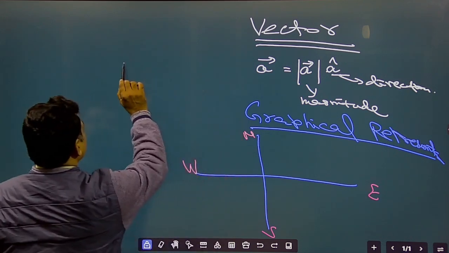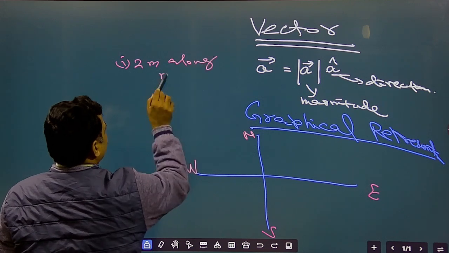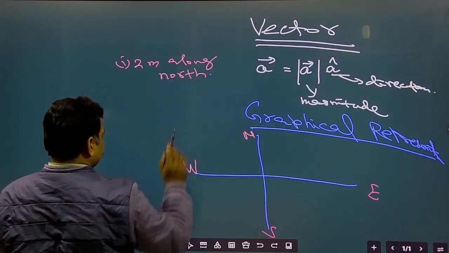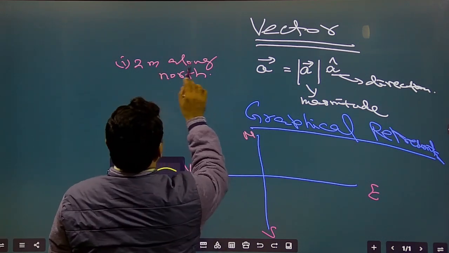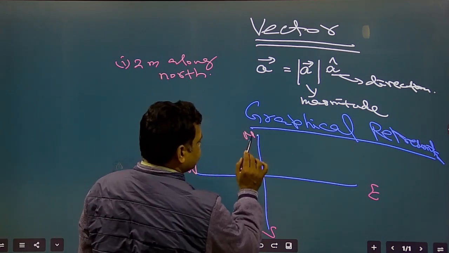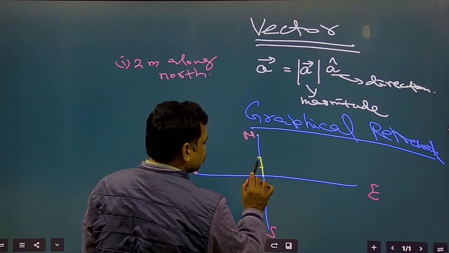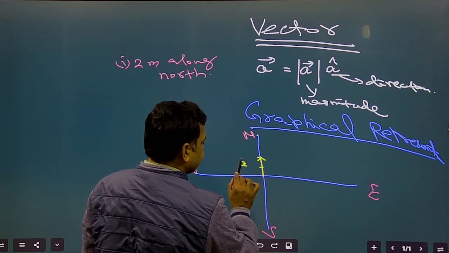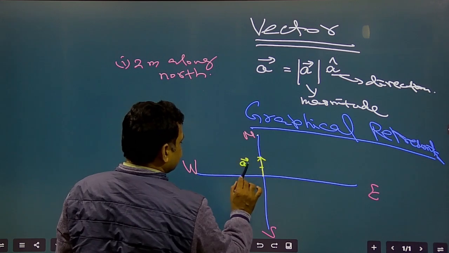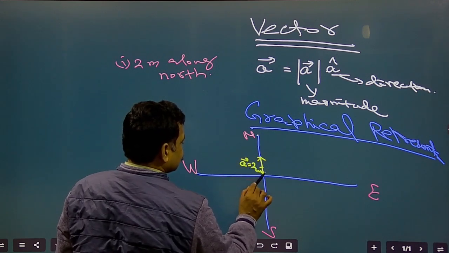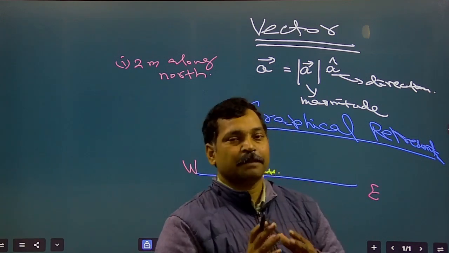So if I write a vector that is 2 meter along north, how can I draw this? You see, 2 meter along north. What is the north direction? This one. So 2 meter. I have to take an approximation for 2 meter. So this vector, suppose A vector, I can write this A vector and its magnitude is 2 units, right? So this is the way we represent vectors in the graphical method.